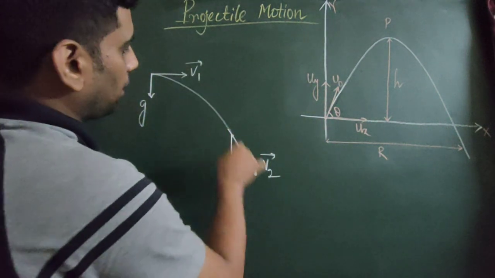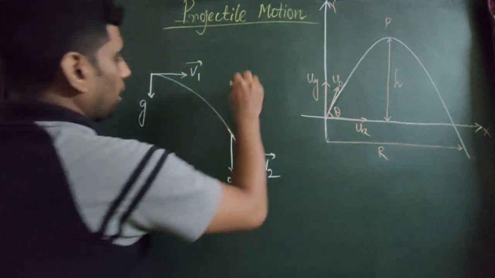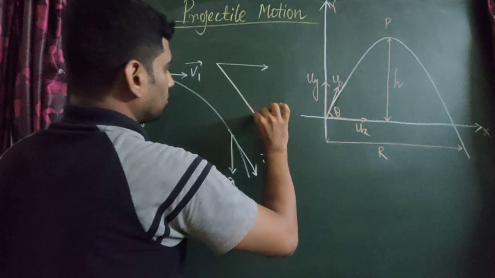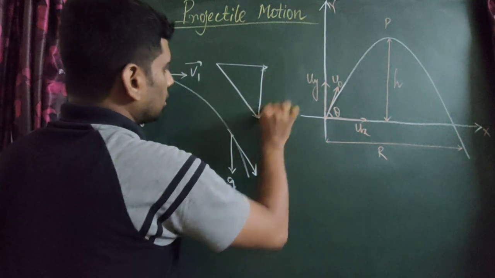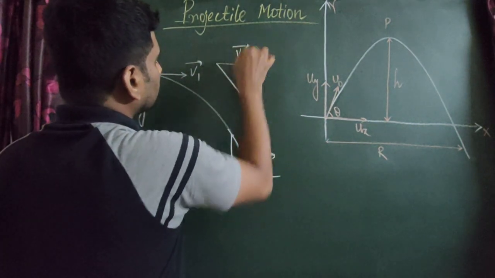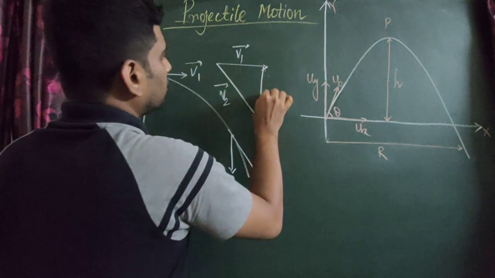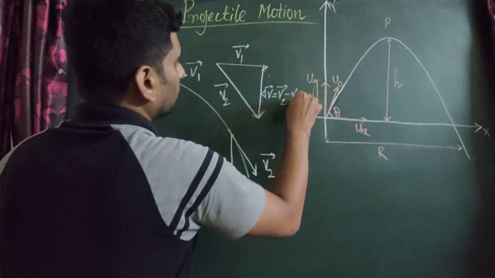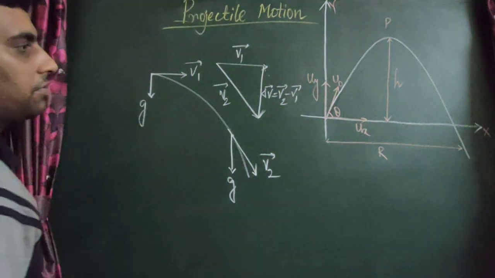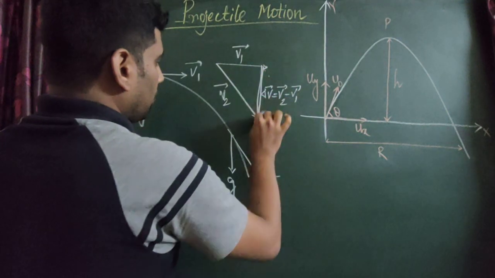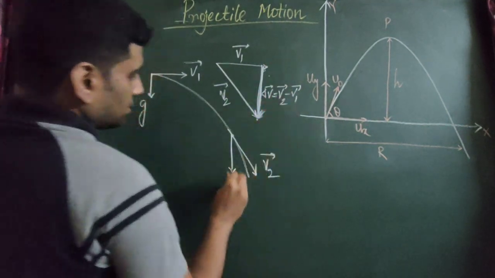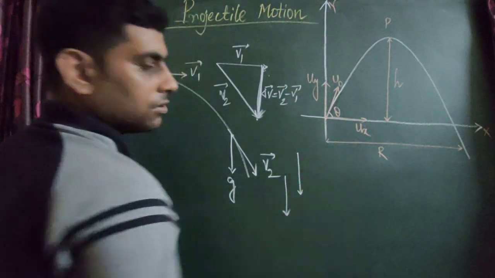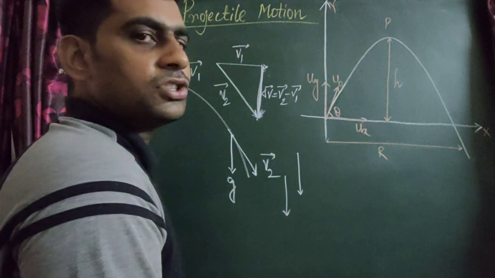Now see, if I want to find the change in velocity delta v, what do I have to do? This is v1 and this is v2, so basically this is delta v. So delta v will be v2 minus v1. But you can see the direction of delta v is the same as g. So delta v is also acting in this direction, and the acceleration due to gravity also acts in the same direction. That's why it doesn't change the horizontal range.